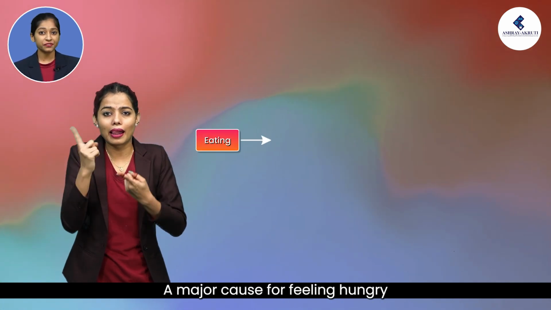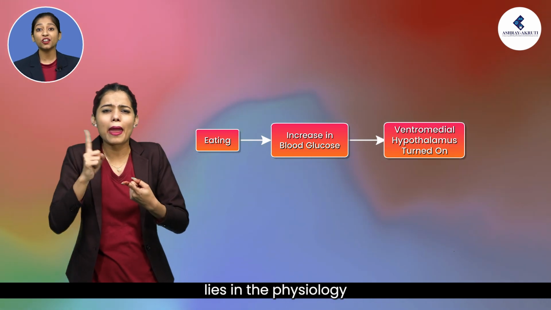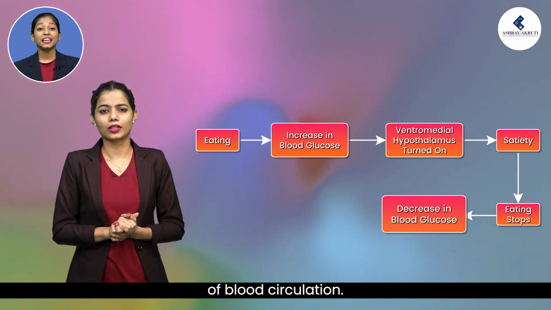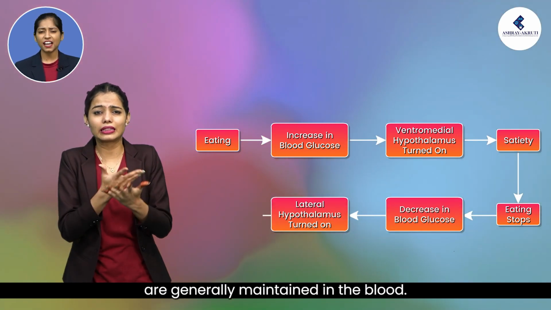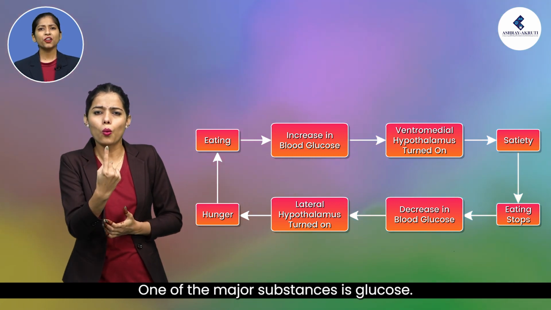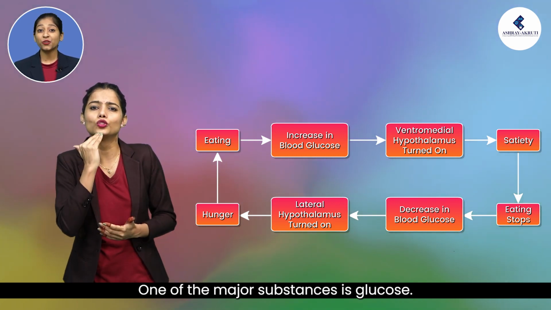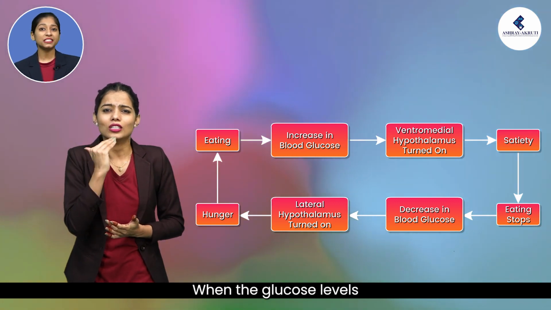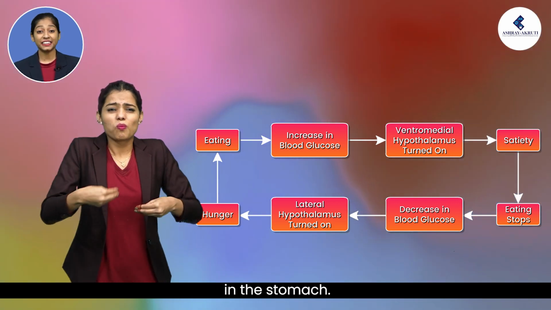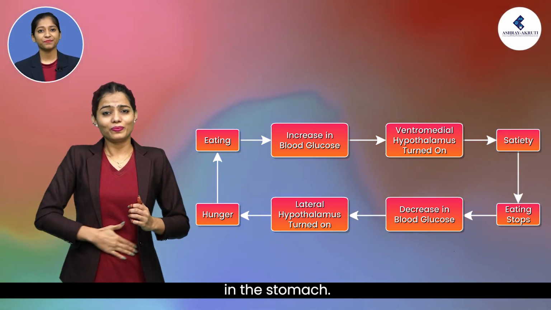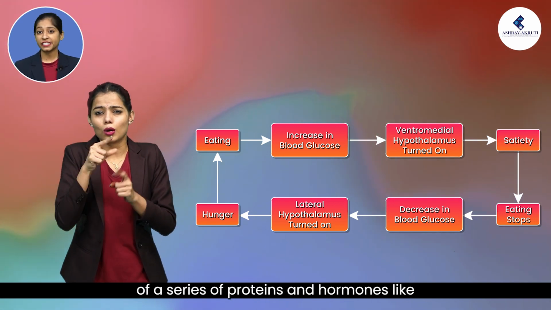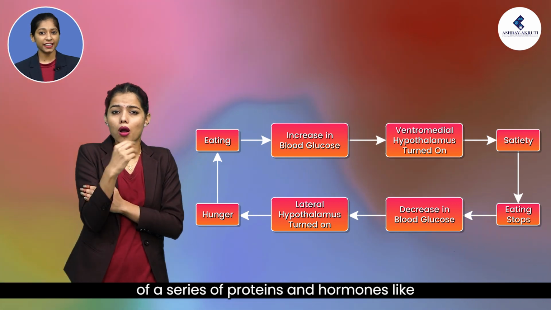A major cause for feeling hungry lies in the physiology of blood circulation. Levels of different substances are generally maintained in the blood. One of the major substances is glucose. When the glucose levels in the blood fall, we get hunger pangs in the stomach. This again involves the production of a series of proteins and hormones like ghrelin.